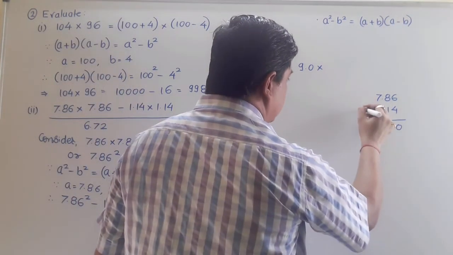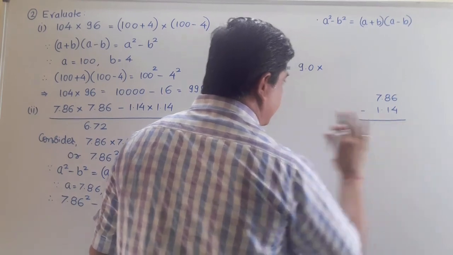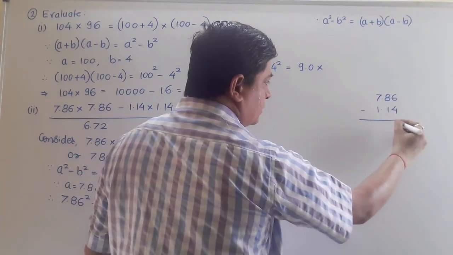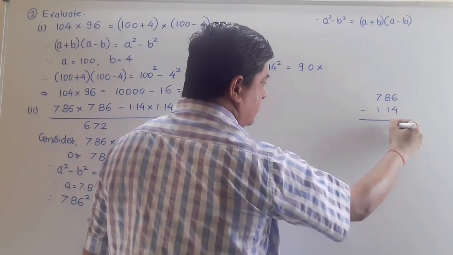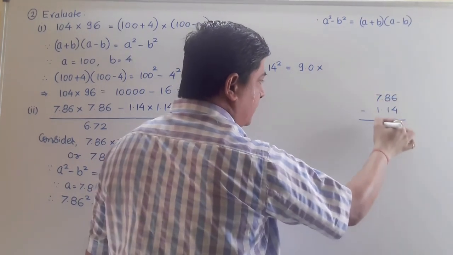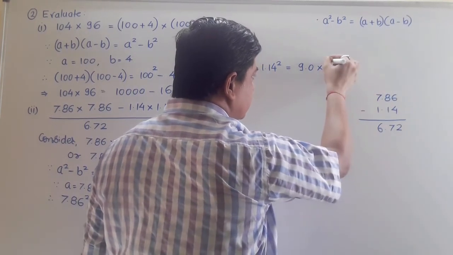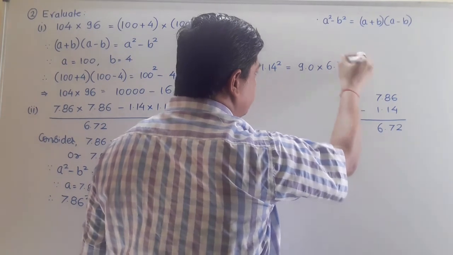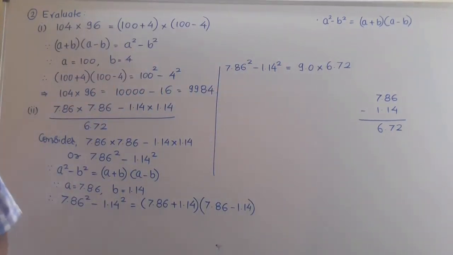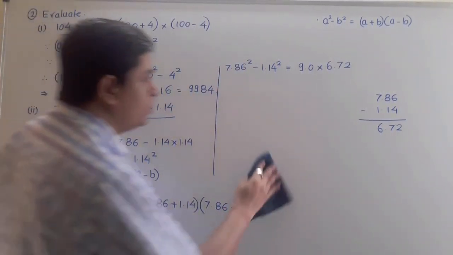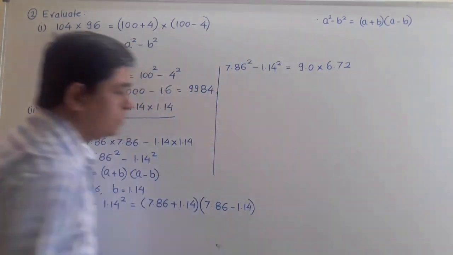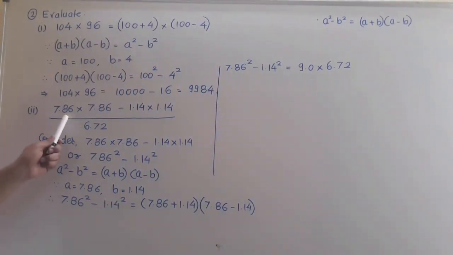Suppose I do the subtraction, then what will I get? 6 minus 4, that will be 2; 8 minus 1, that will be 7; and 7 minus 1, that will be 6. So we will get here 6.72. Now we got the value of the numerator here. So the value of the numerator I will place here, and then we shall divide by the denominator.